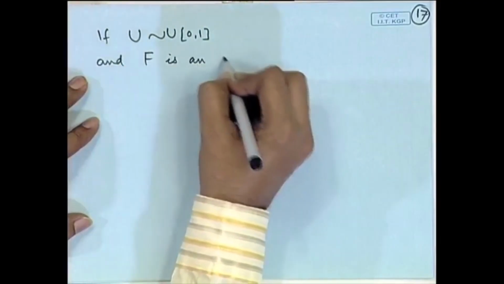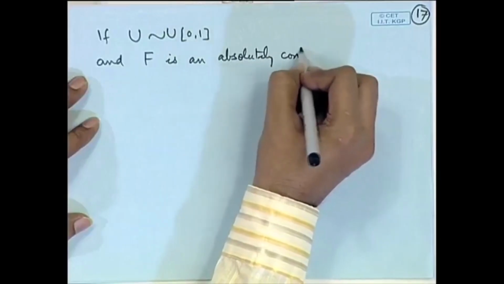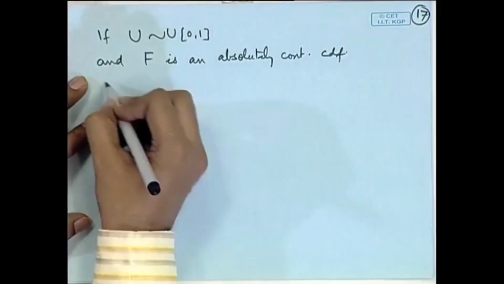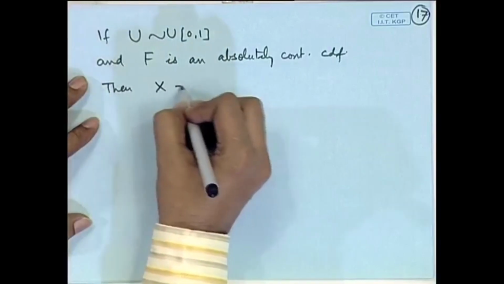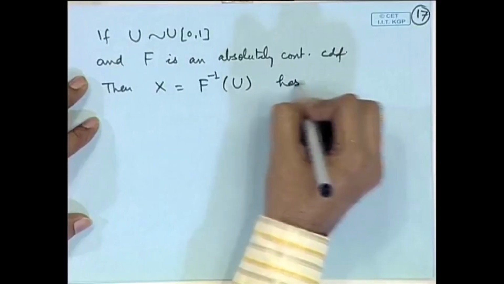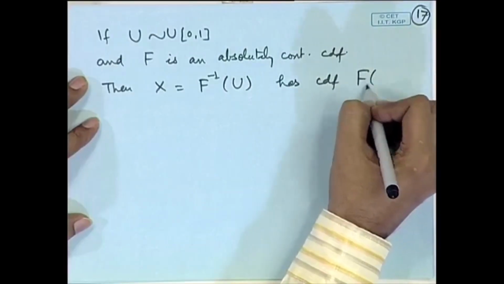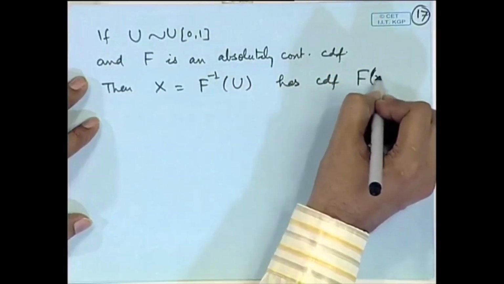The converse of this result is also true, that is, if u is uniform 0 1 and F is an absolutely continuous CDF, then x is equal to F inverse of u has CDF F x, basically F here.